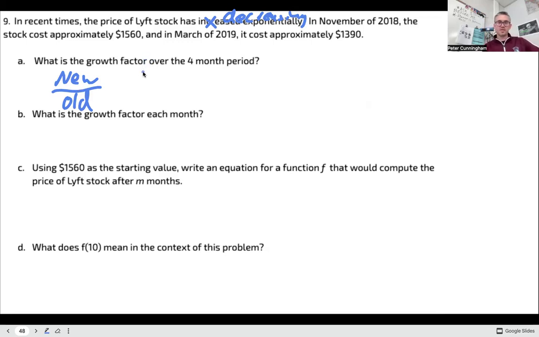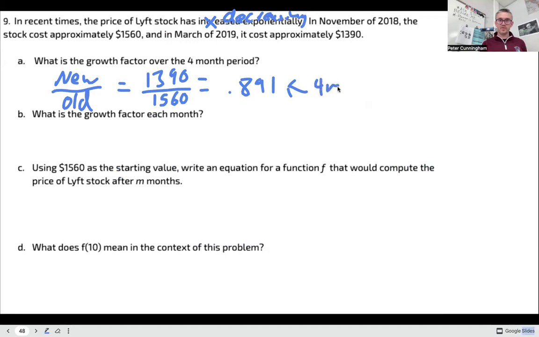That tells us what's happening. Our new price is 1,390, divided by the old, and this is going to tell us what happened in order to get it. It's telling us what percent, essentially, the new number is of the old number. What that gives us is 0.891. So basically, Lyft stock is worth 89% of what it was worth 4 months before. That's what happened in 4 months.